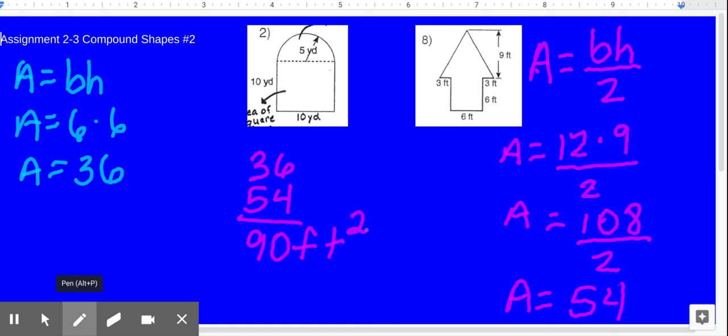If you're not sure how to find the area of any of the other shapes on this sheet, you can look back at compound shapes number 2, and you can also look at assignment 2-1, because that's where we were finding the area of trapezoids, and you may have some trapezoids on this sheet that you want to find the area of.